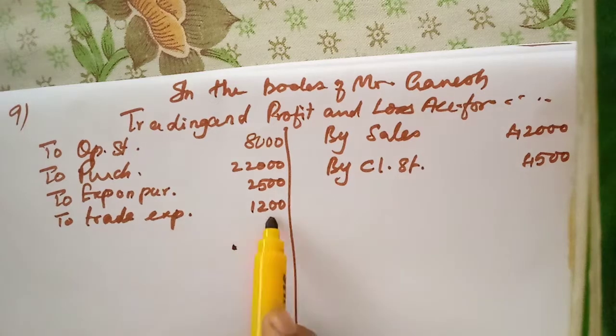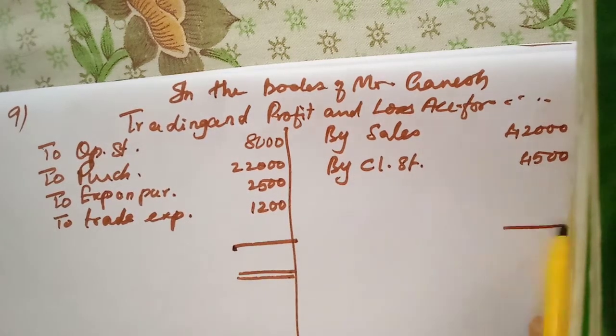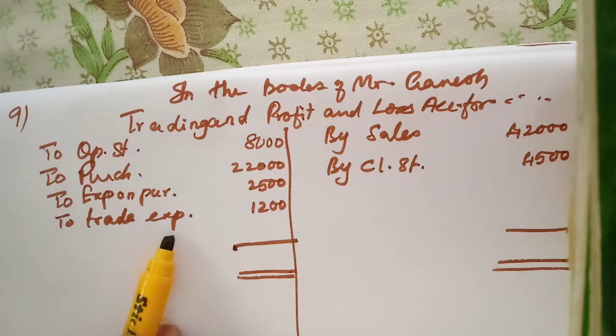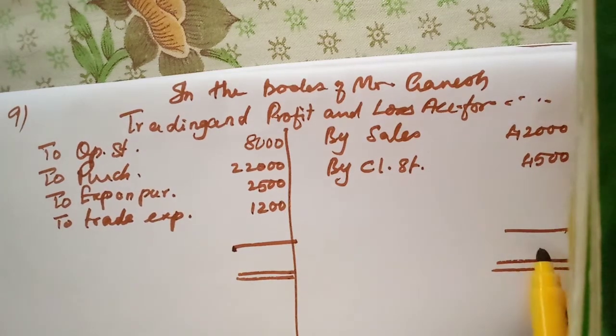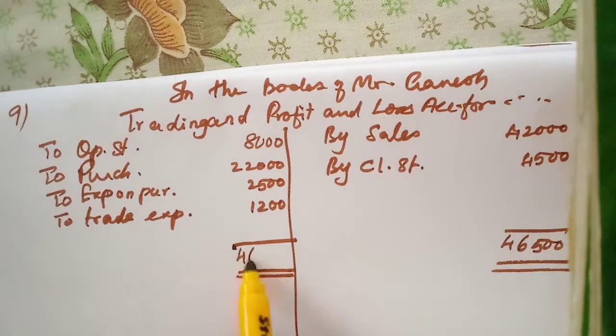Here, trade expenses, I have a doubt, it may not come, because in the trading account we can take trade expenses. So if you take this one, we have to write one note. Okay, trade expenses are considered as direct expenses. Here we will add and write 46,500.